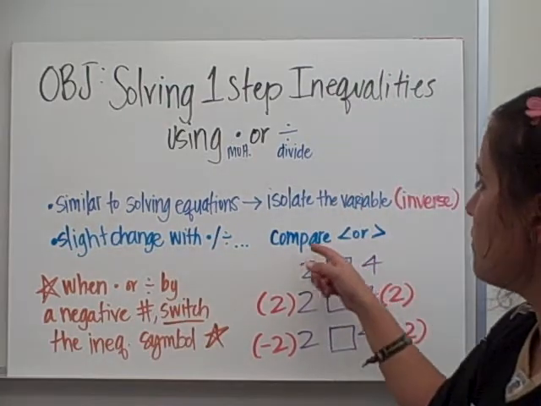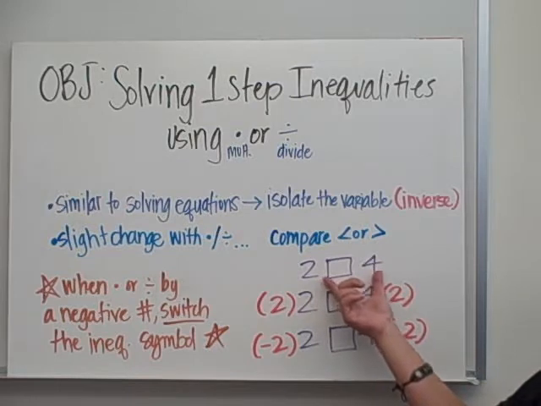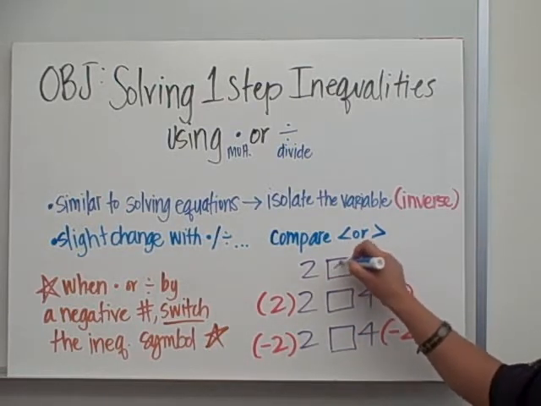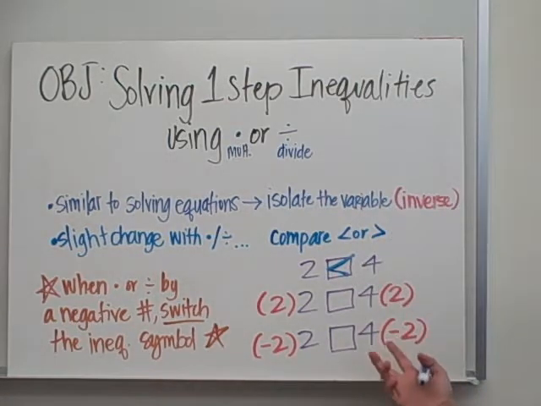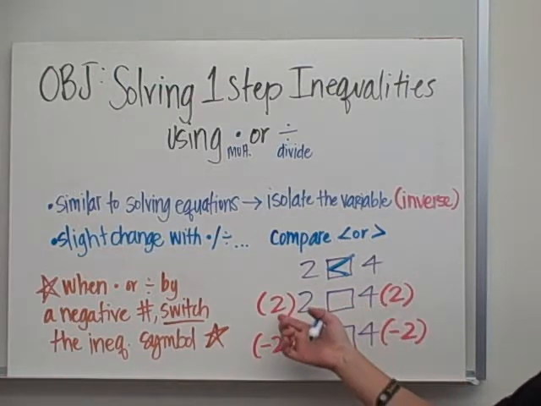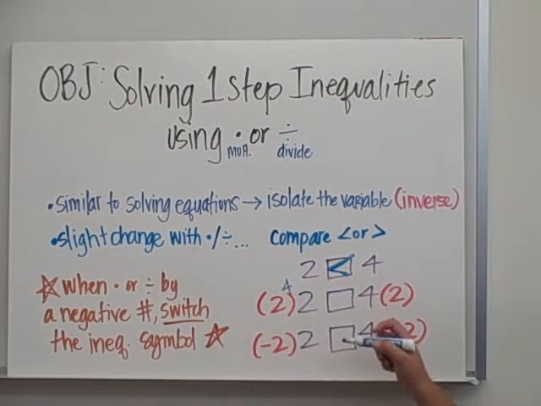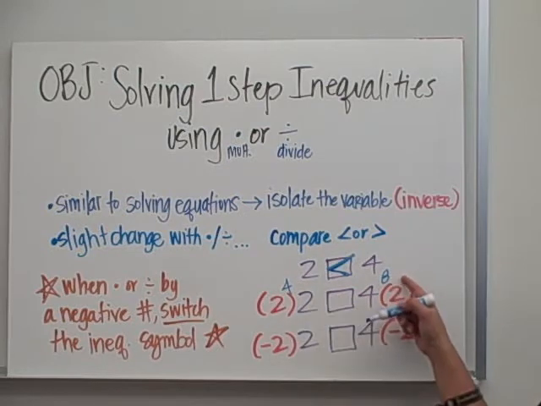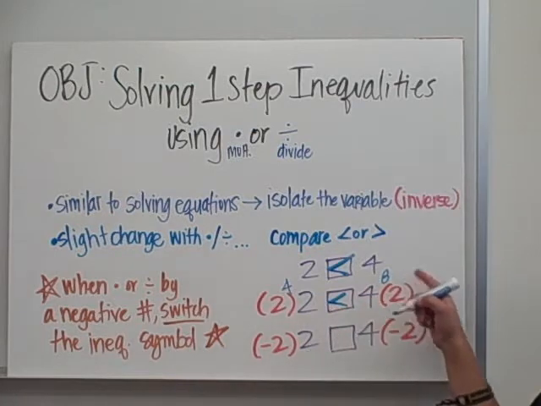Over here, I want you to compare using less than or greater than. So let's compare 2 to 4, and we know that 2 is less than 4. All right, so all I'm doing now is I'm going to use the multiplication property of equality, and I'm going to multiply both sides by 2. So what is 2 times 2? 4, and 4 times 2, 8. So now let's compare 4 and 8. Well, 8 is still larger, so 4 is less than 8.